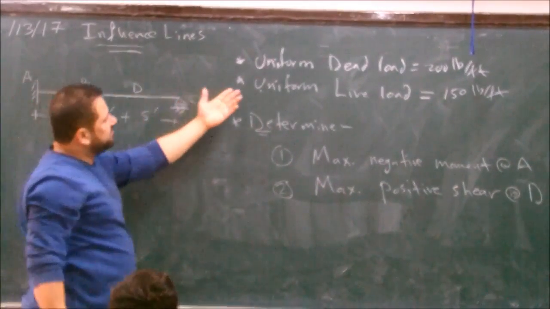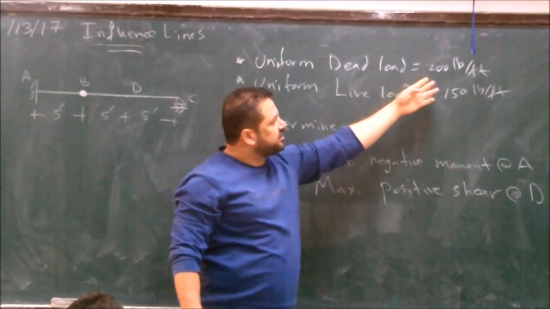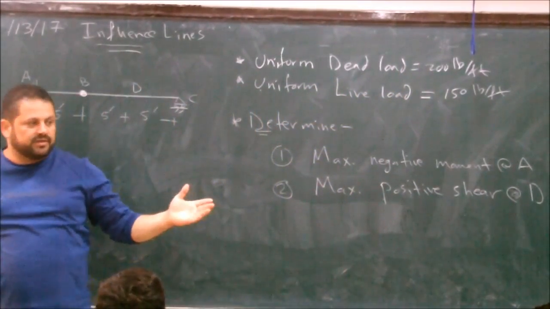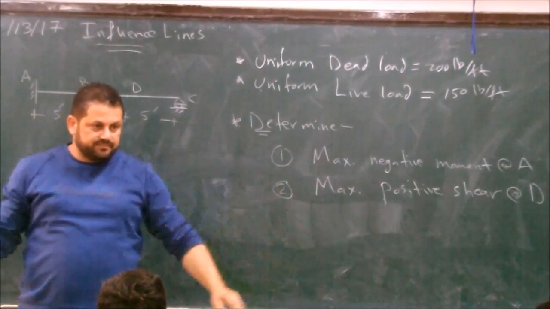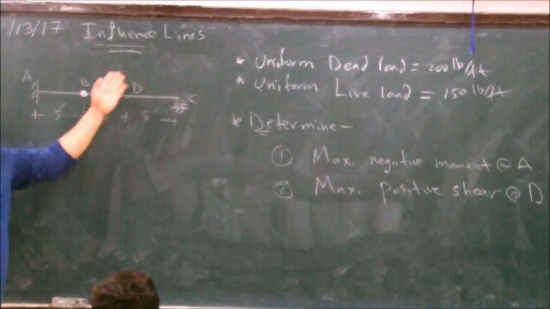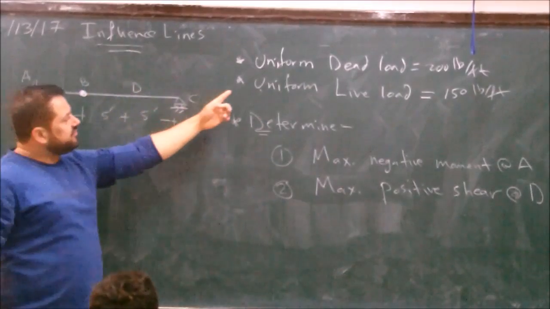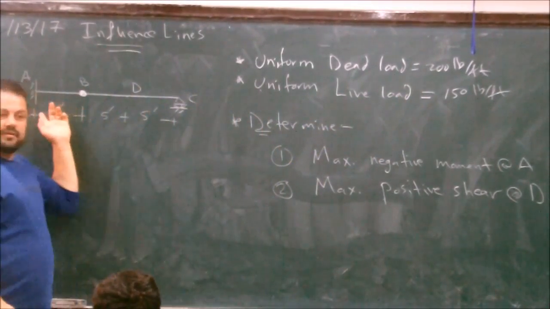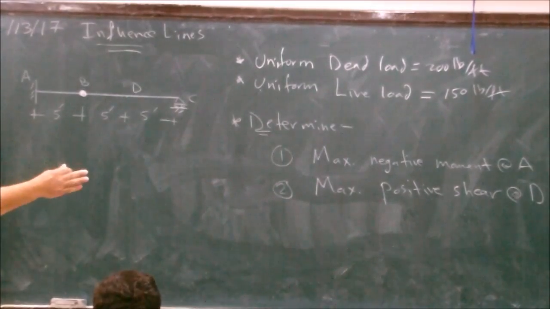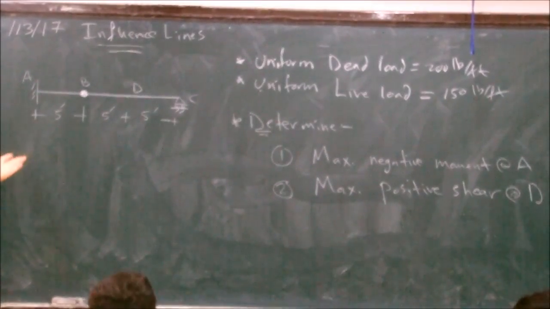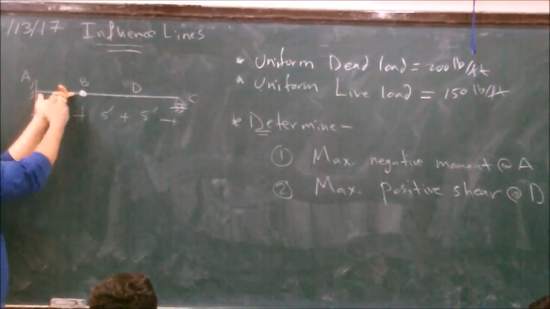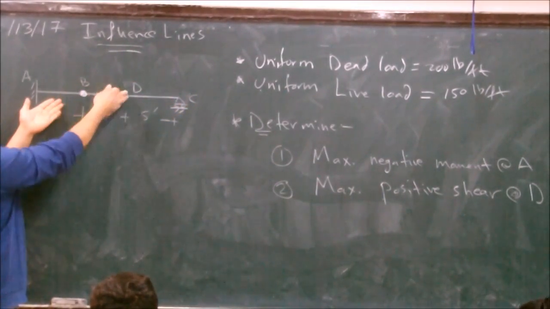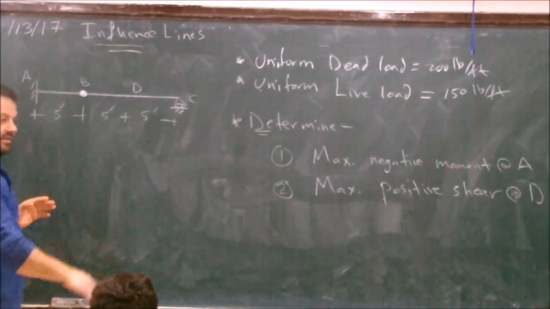The load, we have uniform dead load, 200 pounds per feet. Where is the location of dead load? Everywhere. Now we have uniform live load 150 pounds per foot. Where? Varies. Can have any length. You may have it here, you may have nothing in here, you may have it everywhere. Live load varies in length.